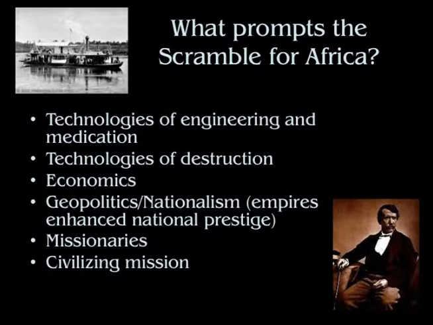So one example might be Belgium, which in and of itself is not very large and wasn't in the 1870s a very powerful European country, but it established this colonial holding which was thousands of square miles in the Congo, which gave it a leg up when it came to European power dynamics.